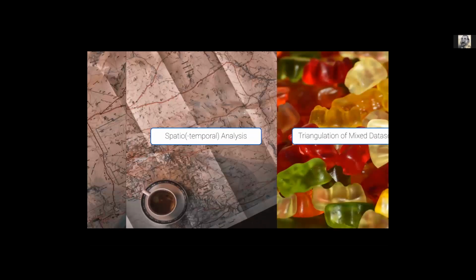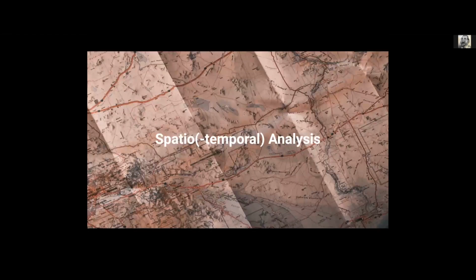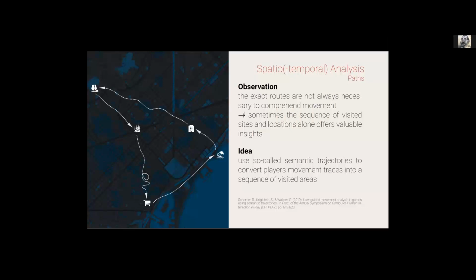So starting with movement analysis, instead of showing how to visualize raw trajectories, I would like to show an alternative based on semantic trajectories. And these can be very helpful for achieving a high-level summary of player movement. And the basic observation of semantic trajectories is that in many cases, the exact coordinates are not really necessary to comprehend movement.